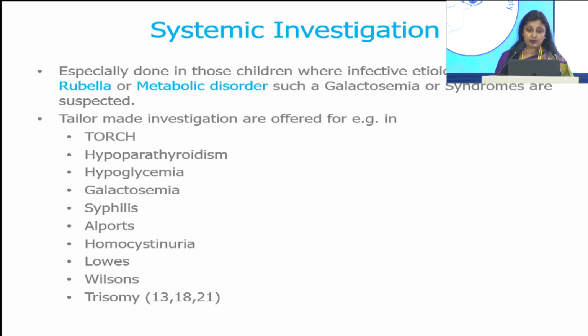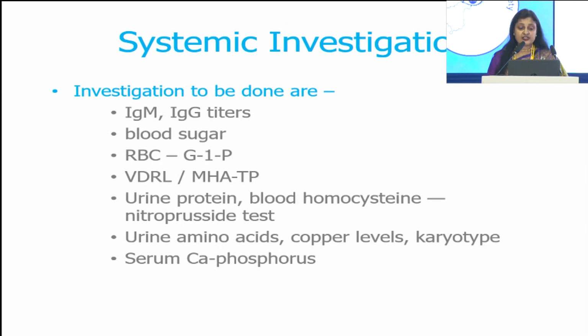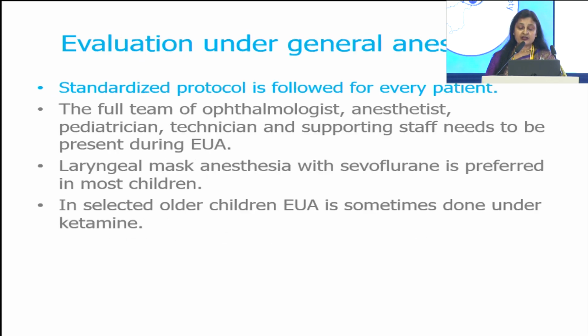Now, systemic evaluation investigation is especially done in those children where infective etiology such as rubella or metabolic disorders such as galactosemia or syndromes are suspected. A tailor-made investigation is offered in TORCH, hypoparathyroidism, hypoglycemia, galactosemia, syphilis, Alport's, homocystinuria, etc. Investigations to be done are IgG, IgM titers, blood sugars for diabetes, galactose-1-phosphate levels for galactosemia, VDRL, urine protein for homocysteine, urine amino acid and copper levels, and serum calcium and phosphorus for hypoparathyroidism.